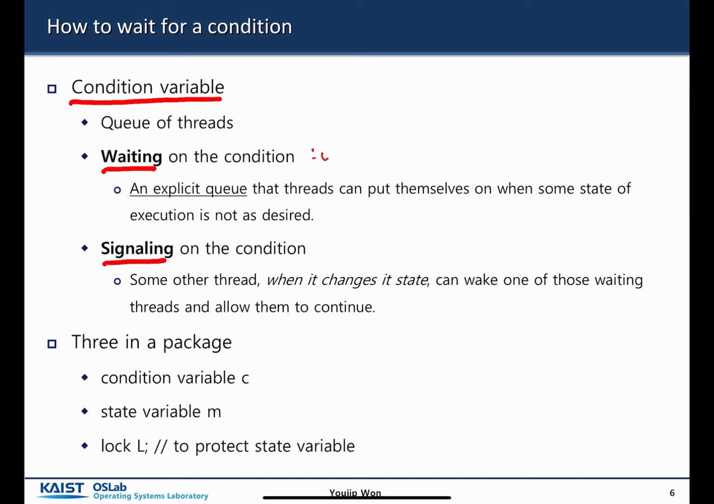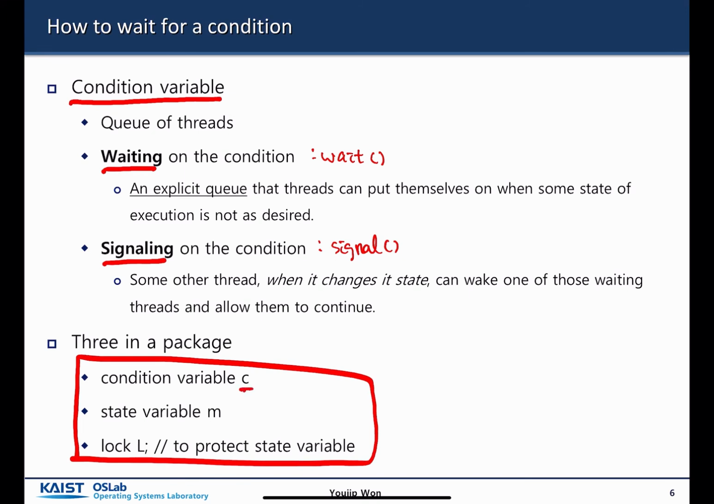The wait function is executed when a thread calls wait. And signal on a condition is called when the caller calls signal. If the caller calls signal, then it wakes one of the waiting threads in the queue and allows it to continue. So remember, there are three variables in the package: the condition variable C, the state variable, and the lock. We're going to learn the details about this.